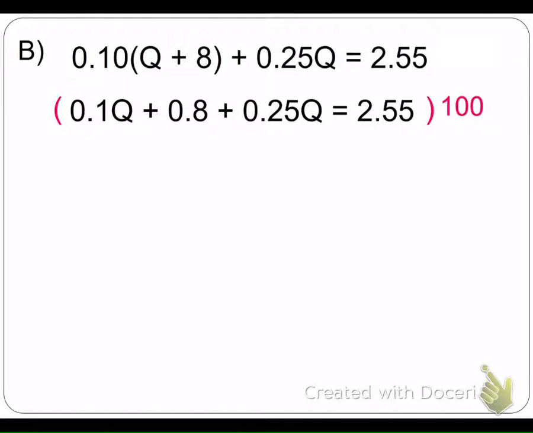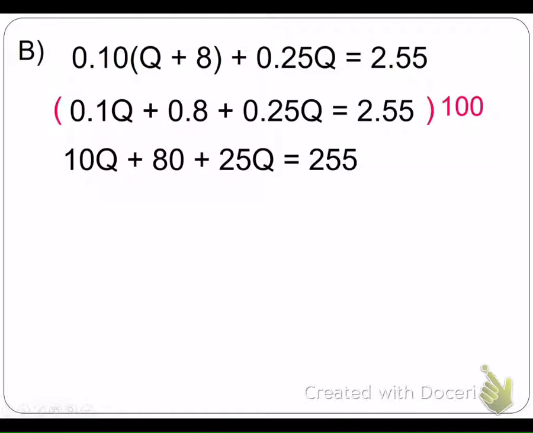Now I can multiply by the 100. That causes 2 jumps. There's 2 zeros in a 100. 2 jumps. So what is the coefficient with my first Q? 10. Yeah, I have 1 jump, 2 jumps. So 10Q. Here I would get 80. Here I would get 25. Here I would get 255. Good.